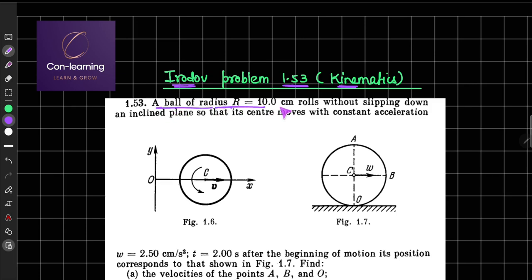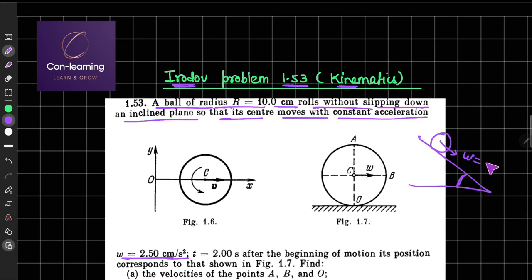A ball of radius r equal to 10 centimeter rolls without slipping down an inclined plane so that its center moves with constant acceleration of w equal to 2.5 centimeter per second square. So basically a ball is rolling on this inclined plane, and we have the acceleration of w equal to 2.5 centimeter per second square in this direction.